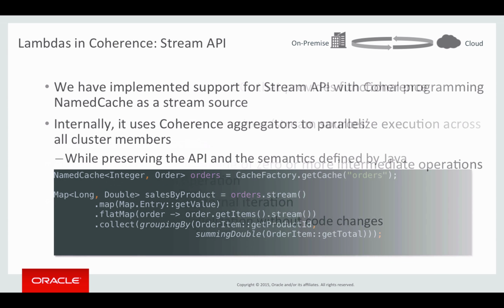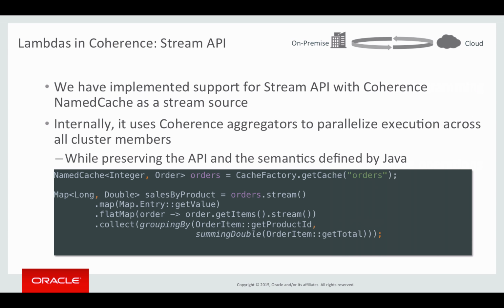So how does it work in Coherence? We basically implemented support for the Stream API with Coherence named cache as a stream source. Internally, it uses Coherence aggregators to parallelize execution not only across threads, but across all cluster members. So we can actually parallelize stream execution across multiple processes on many machines, while at the same time preserving the API and the semantics defined by Java. So for the most part, and I'll cover the differences in my stream presentation, stream code looks exactly the same, but it is a completely different underlying mechanism that executes the stream.